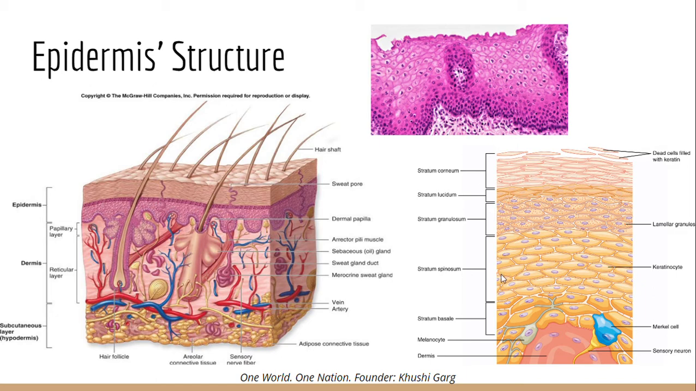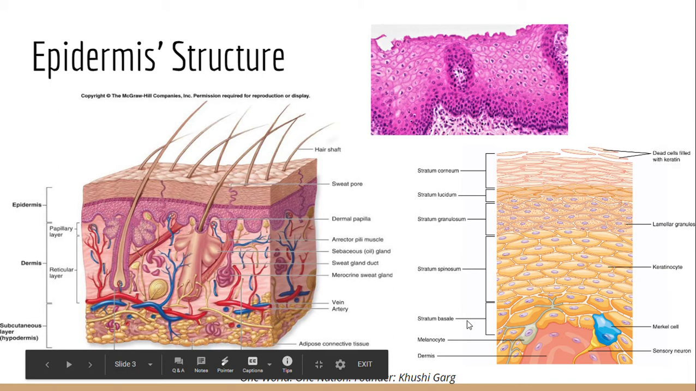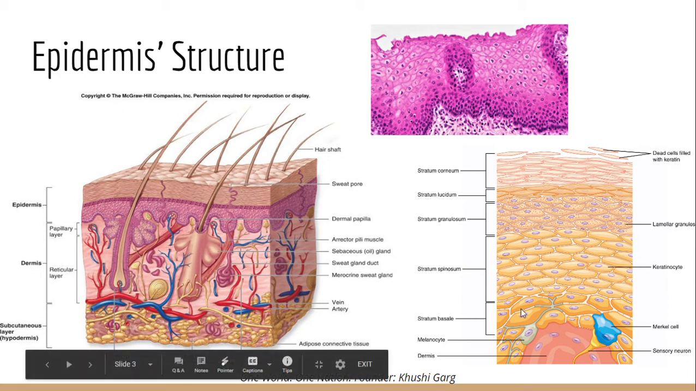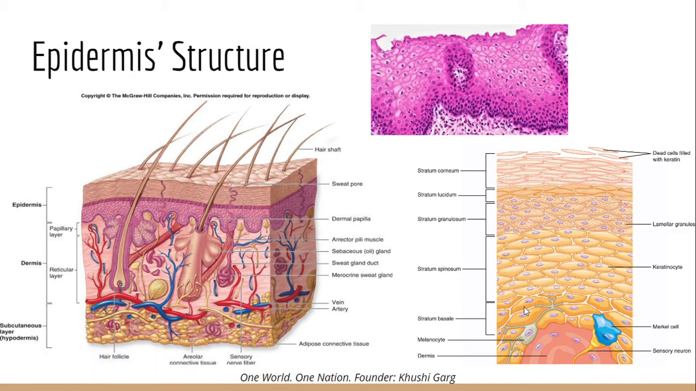Finally is the stratum basale layer. This layer is where new cells are formed, and these new cells are pushed upward to the next layers where they perform different functions until they die at the stratum corneum, the very top layer. Also, the stratum basale is different in that it does not have layers, but it is a single layer of cuboidal keratinocytes, not stratified epithelial.